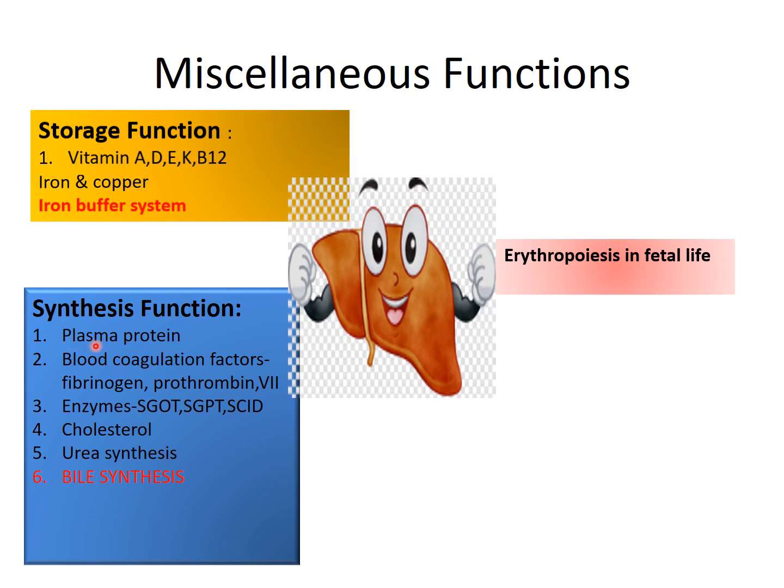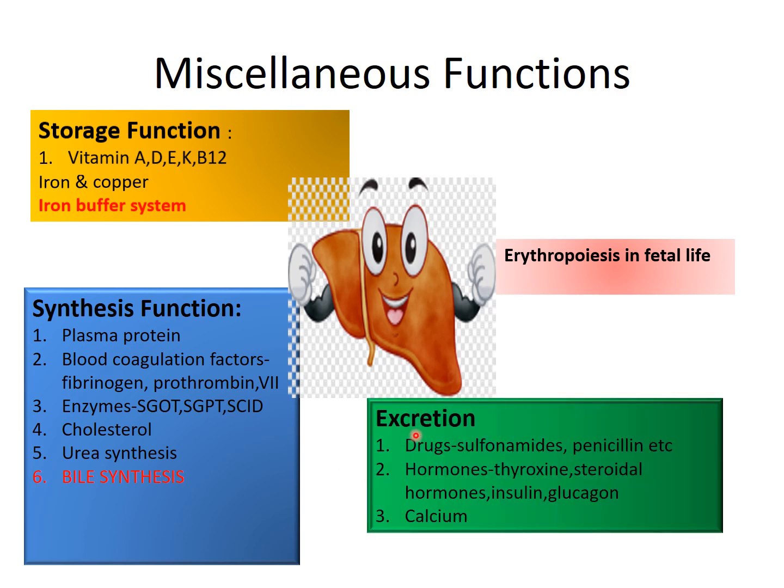The next function we have already discussed: the synthesis of plasma protein, cholesterol, and urea. Besides this, it is also synthesizing clotting factors 2, 7, 9, 10. They are synthesized in the liver, and vitamin K is also essential for the synthesis. Enzymes SGOT and SGPT are synthesized in the liver, and they are used as important liver function tests while determining the physiology and pathology of the liver.